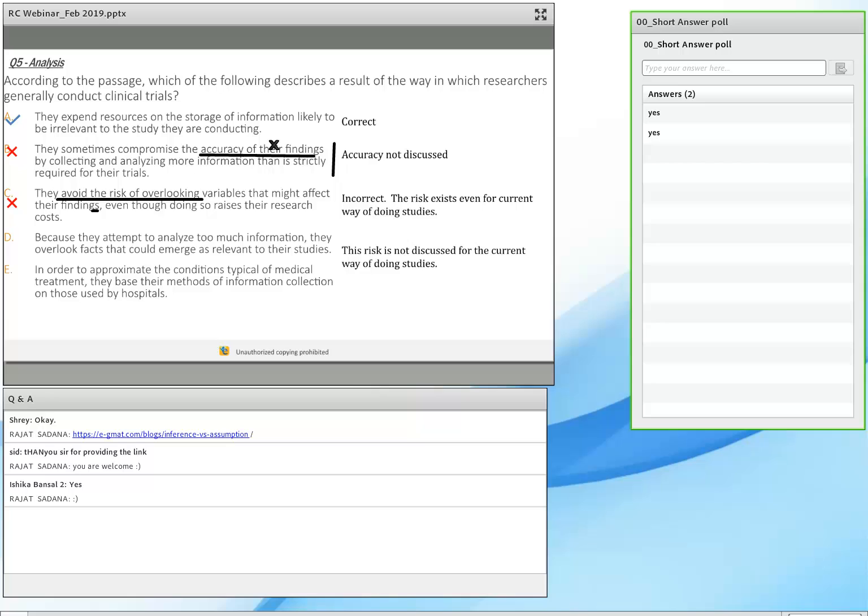Overlooking facts that could emerge as relevant to their studies, they're not overlooking anything. That part is not discussed. Okay. Choice E again, not very many people actually looked at it.